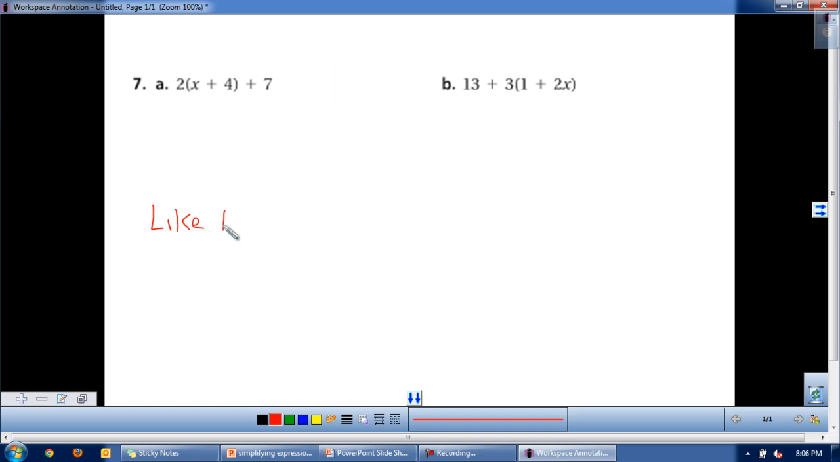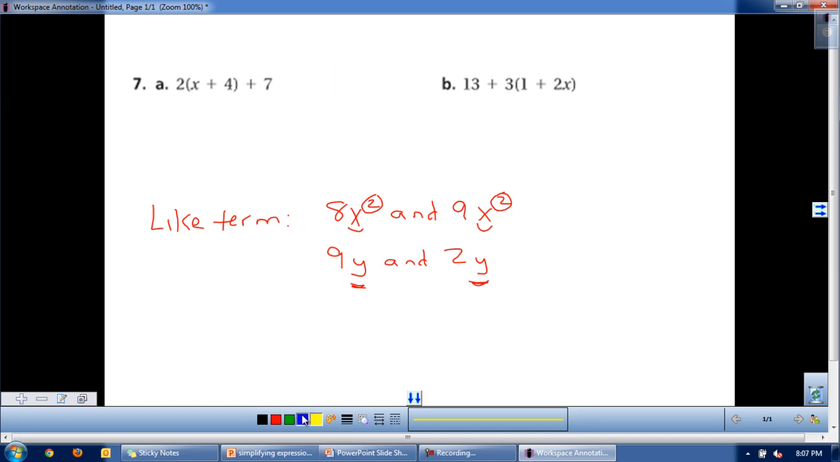Okay, so like terms. We have 8x squared and 9x squared. Both of these have the same variable because they have x's and they are raised to the same power. That's how we know that they're like terms. Another example is 9y and 2y. Both of these have the same variable and they're raised to the same power. They're actually raised to the first power. If you don't see an exponent, it means it's raised to the first power.